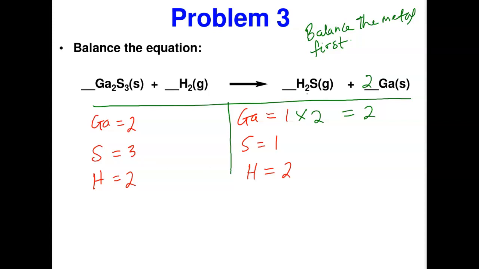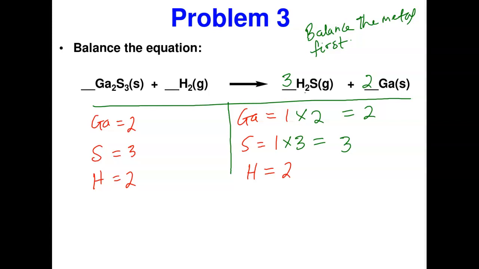I have 3 sulfur, so it's 3 at this point. To the right is not. So what am I doing? I'm going to multiply this sulfur times 3 to give me 3. What it means, I'm going to add 3 here. If I add 3 here, my sulfur is balanced.